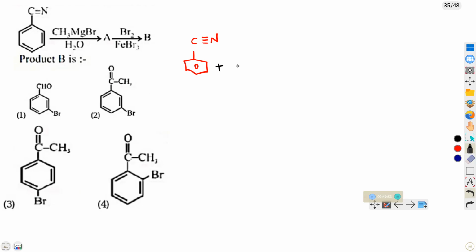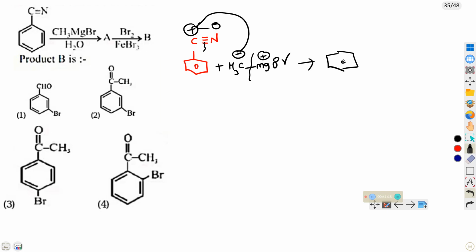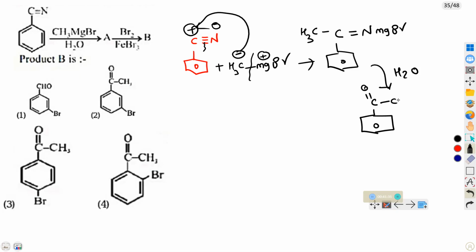Cyanide reacts with Grignard reagent, CH3MgBr. Break the bond: Mg plus, CH3 minus. Break the bond: nitrogen negative, carbon gets positive. The alkyl group moves towards the carbon side. Then it gives CH3 double bond NMgBr, which on further hydrolysis gives COCH3. How is it? Already explained. Check the previous paper.